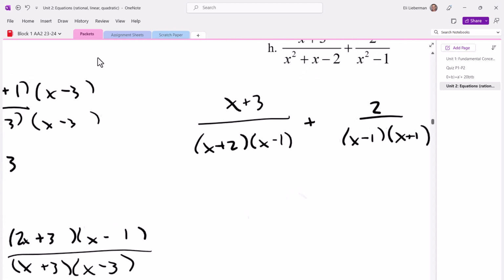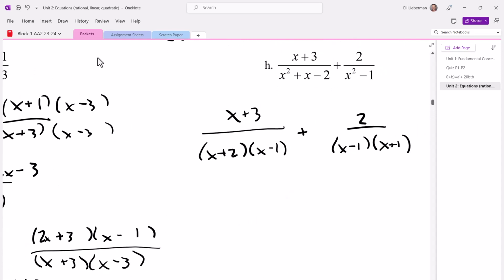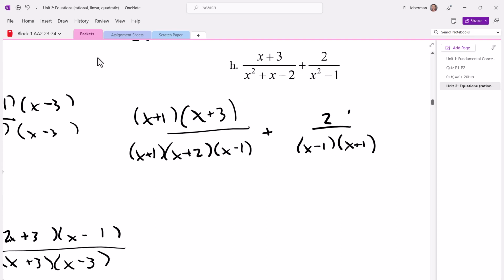Okay, this first fraction. Can someone help me out? What should I do? Multiply by x plus 1 over x plus 1. Are we good with that? I like that idea. The second one, we'll multiply top and bottom by x plus 2.